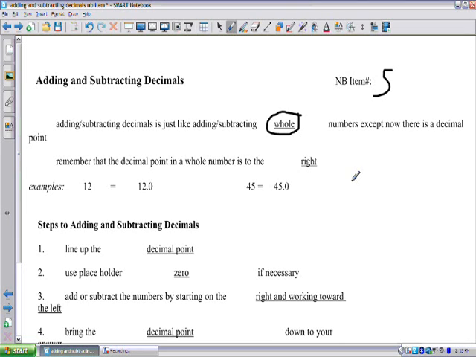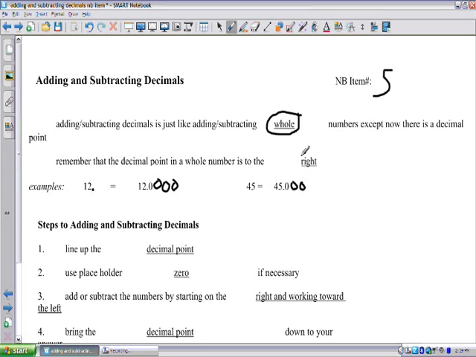You need to remember that the decimal point in a whole number is to the right. So for example, the number 12, all numbers have a decimal point. The number 12 has a decimal point right here. We could write it as 12.0, or 12.000000. I could add on however many zeros I want. The number 45 has a decimal after the 5. Say it's 45 and 0 tenths, 45 and 0 hundredths, 45 and 0 thousandths, whatever you want it to say.